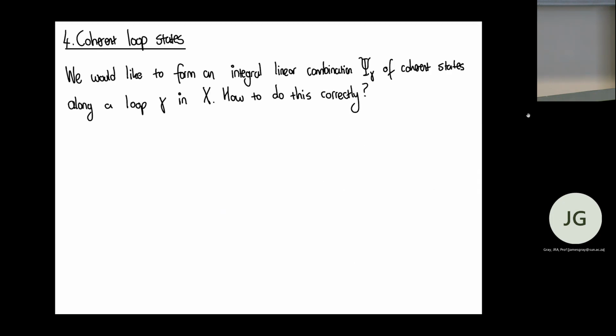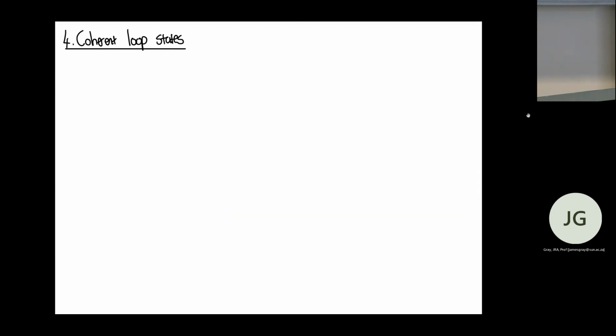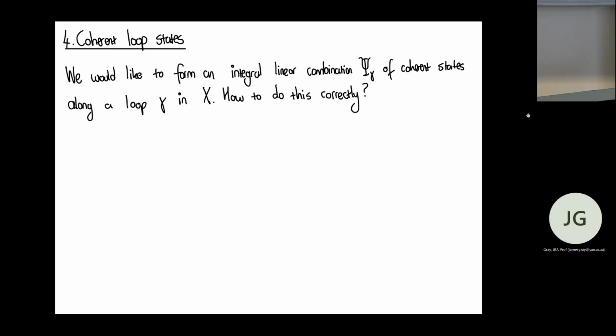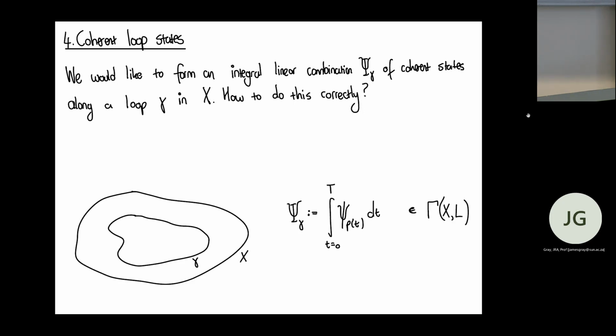Okay. So now I want to talk about coherent loop states. I've spoken about coherent states. The coherent state at a point x in the manifold is just a holomorphic function which is maximally peaked there. Now I want to talk about coherent loop states. So what I want to do is form an integral linear combination of coherent states along a loop. So I've got a loop in the manifold, and I want to make an integral linear combination of coherent states around that loop.